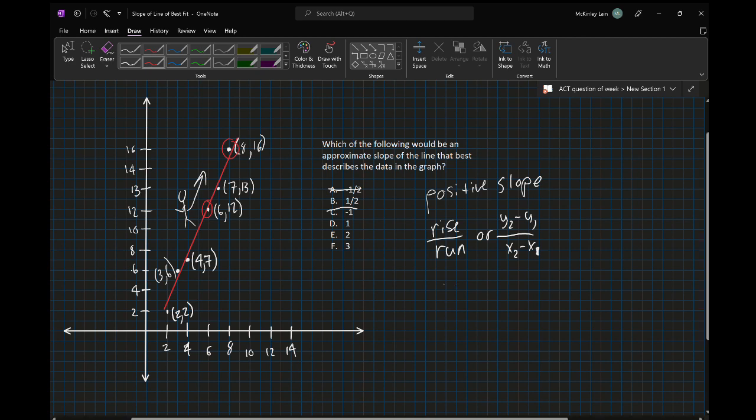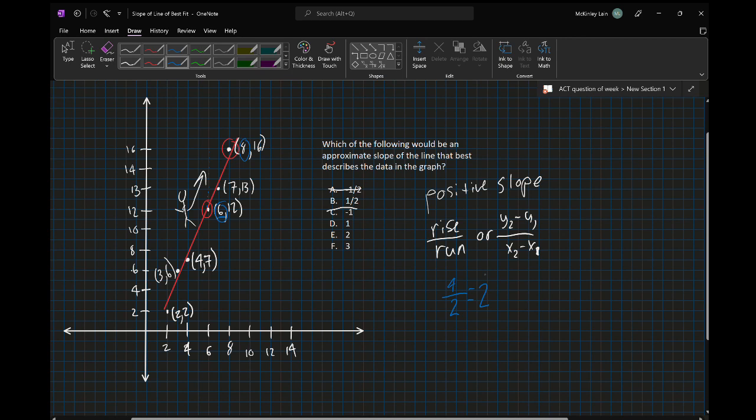So if I do rise over run, what I can do is count up from 12 to 16. So we're going to end up with 4. I think I might have drawn the graph wrong. Yeah, I did draw the graph wrong. But it's going to be 4, right? So from 12 to 16, we get a rise of 4, and the run would be from 6 to 8, so we get a run of 2. In that case, our slope is going to be 4 divided by 2.